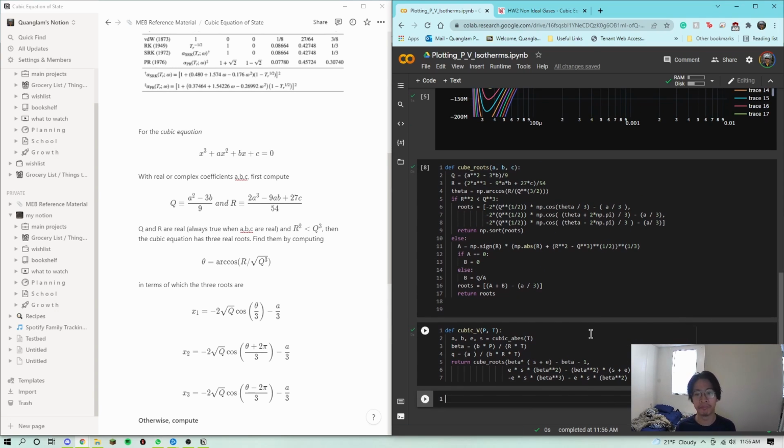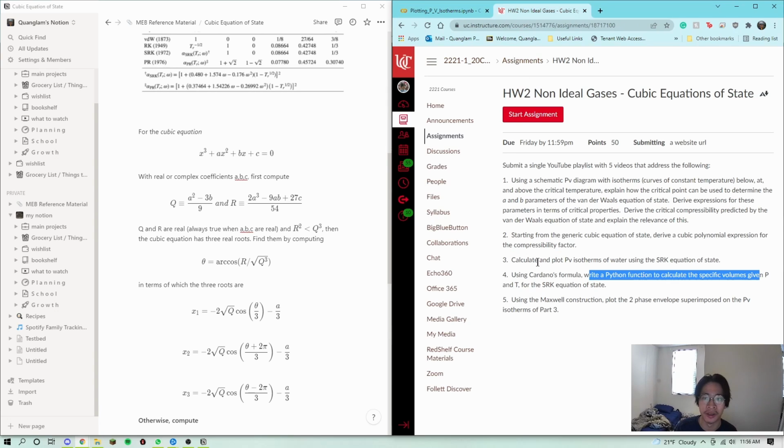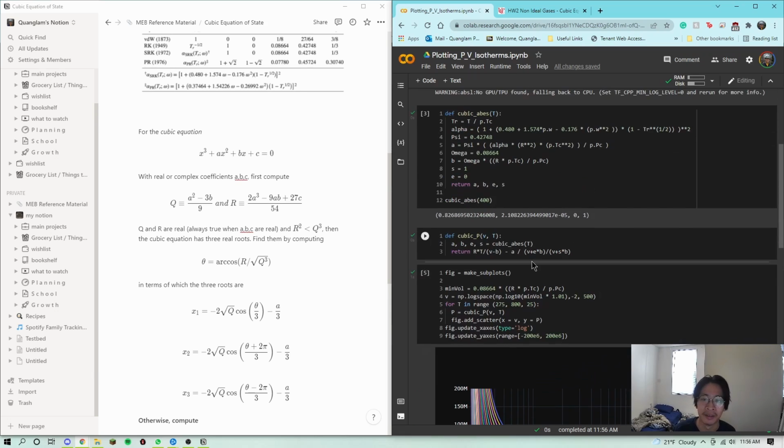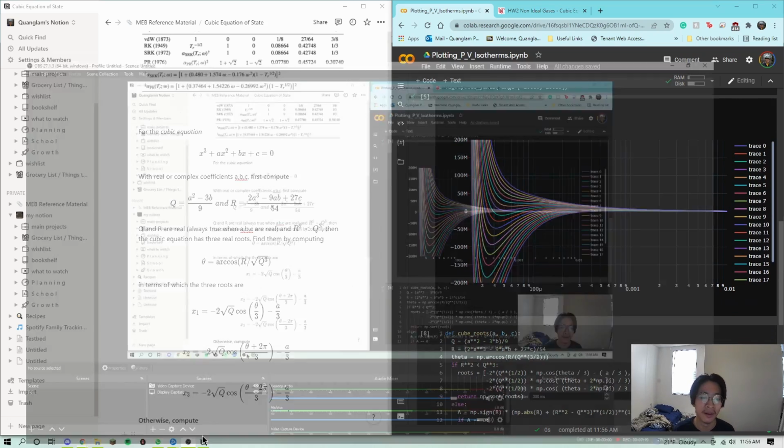There you have it. Just in two functions, we've now written a Python function that, using Cardano's formula, calculates specific volumes for a given pressure and temperature, and it's all based on the SRK equation of state. Okay? Wonderful.